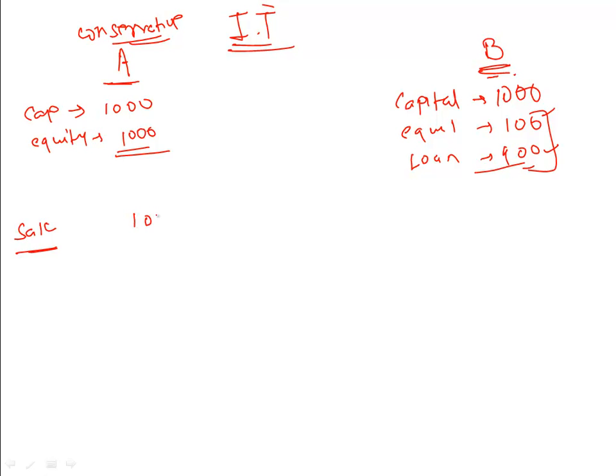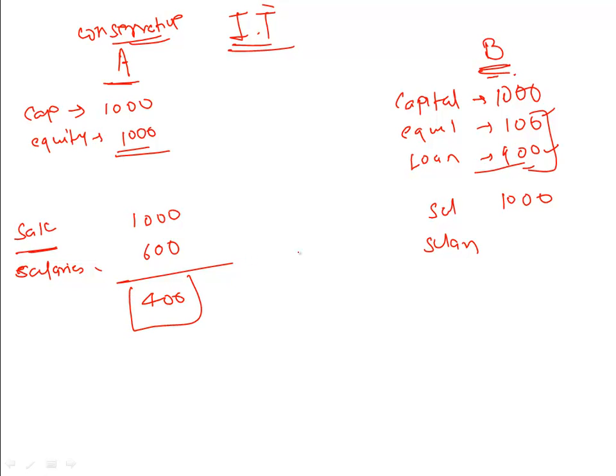So for simplicity, we'll assume that sales in this particular year is 1000. Now, company A has incurred expenditure. For an IT company, the biggest expenditure is going to be salaries. So this is sales here, this is salaries. Company A has incurred salaries of, let us say, 600, which will give us the total profit as 400.